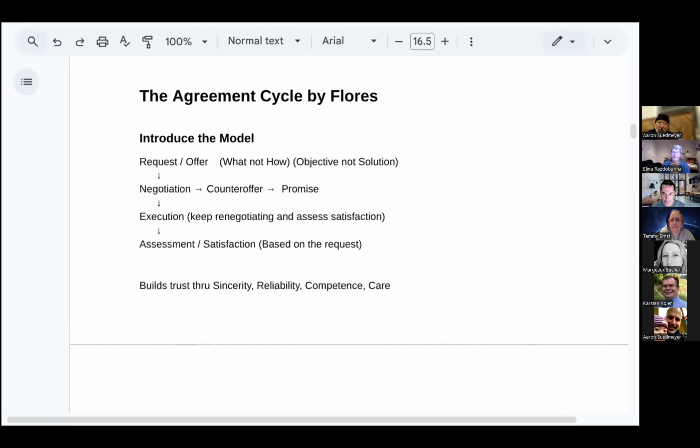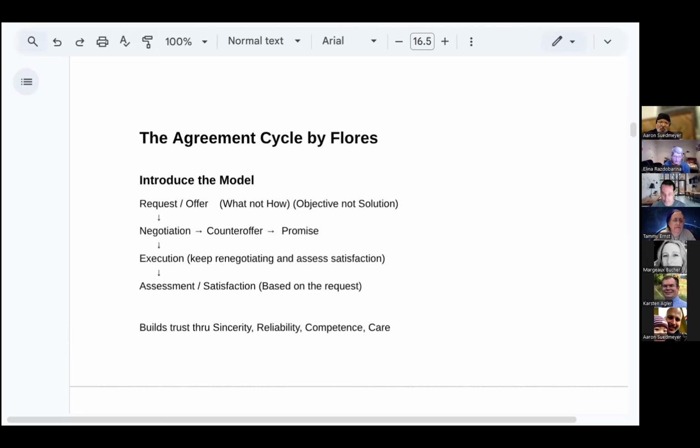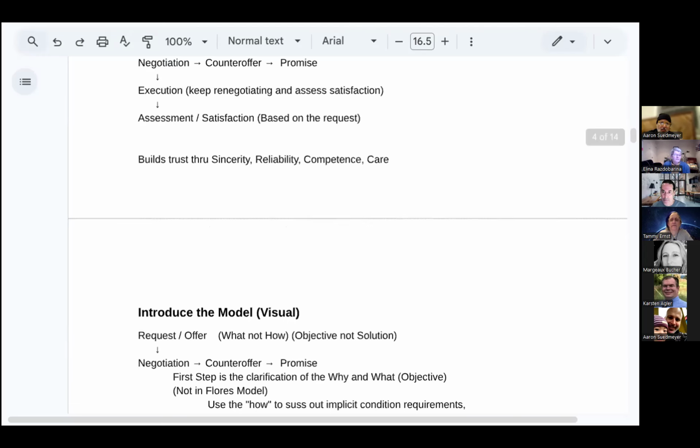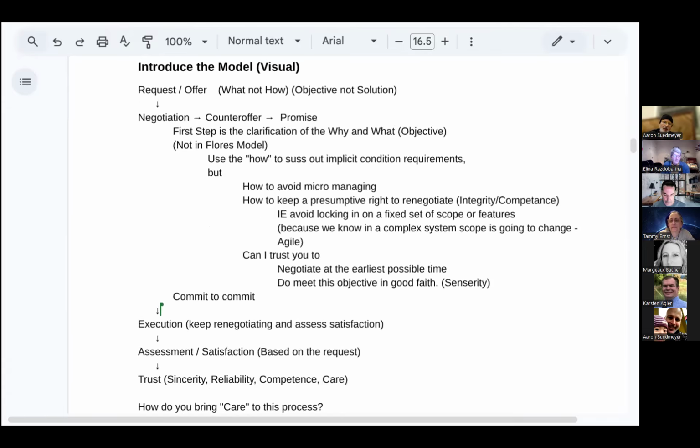Let me go into the renegotiation stuff, because that is okay. Here, I'm going to show you my notes and get you a little bit into the sausage making here. I talked a lot with Volker about the negotiation phase in preparation for this. And this one is the most intricate part. I think it's one of the more intricate parts of the Flores model.